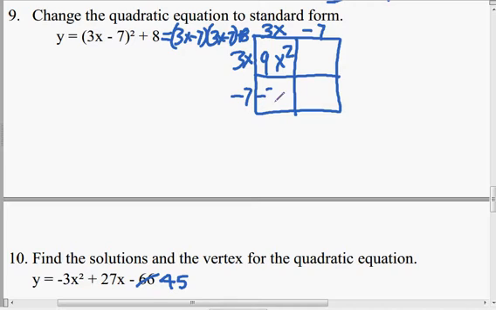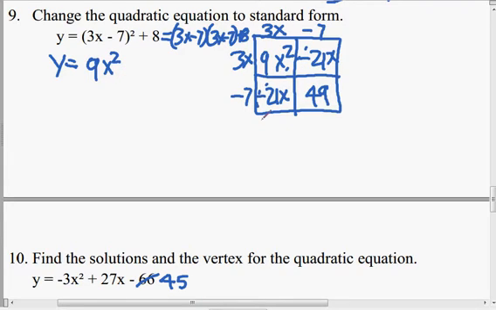Okay, we're used to having x squared there, but we can multiply the numbers. Negative 7 times 3x is negative 21x. And 3 times negative 7 is negative 21x. And ultimately, I end up with 49 down here. Negative 7 times negative 7 is positive 49. So I can say that y equals 9x squared.